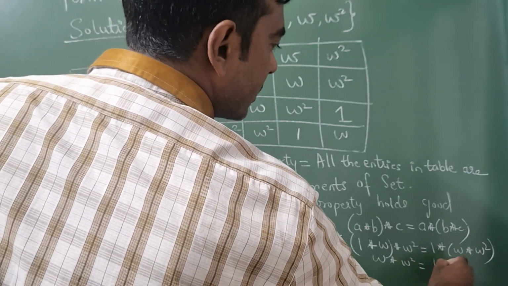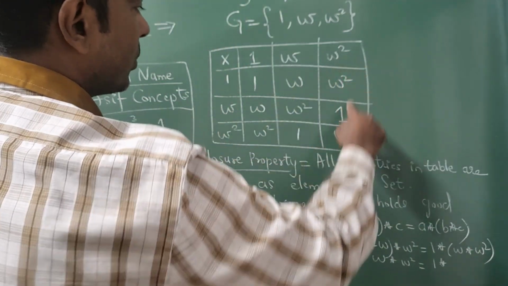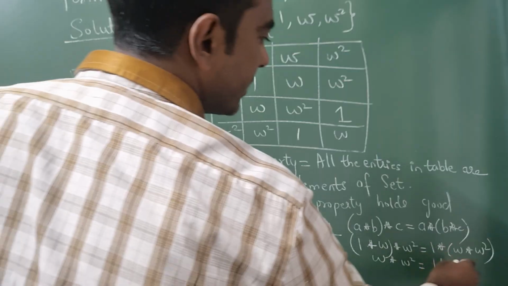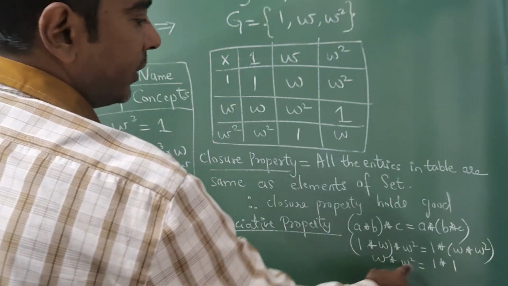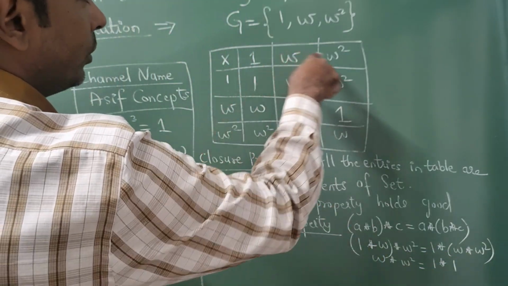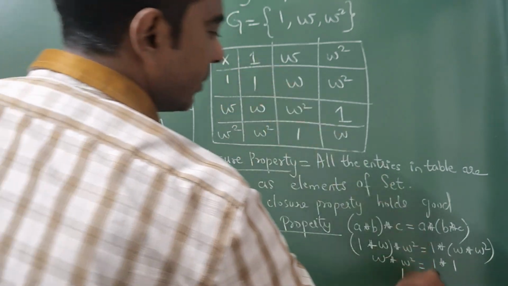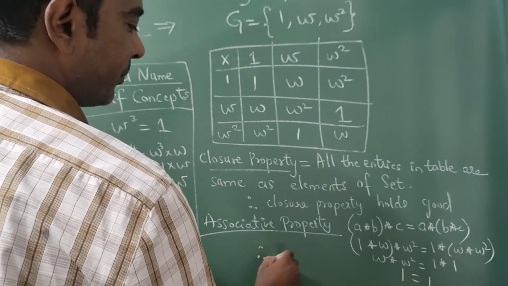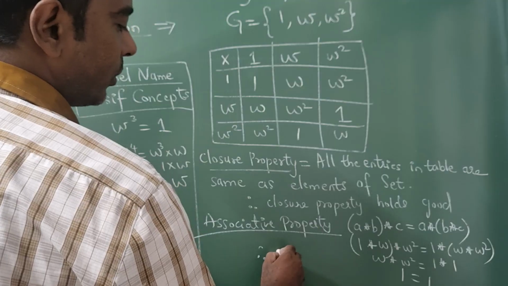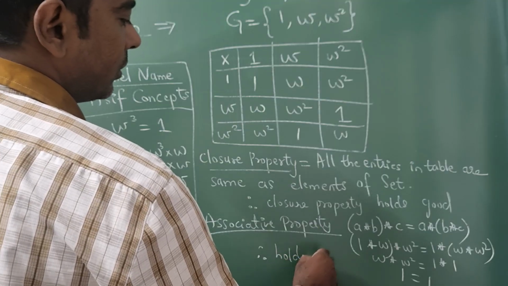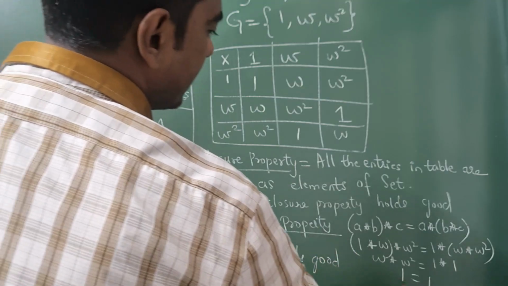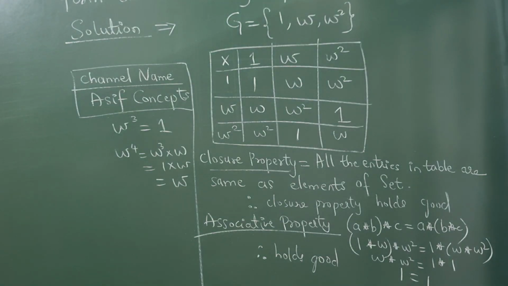Now 1 star (omega into omega square) is how much? Omega cube, that is nothing but 1. So omega into omega square is 1, and 1 into 1 is 1. Therefore, associative property holds good, meaning LHS is equal to RHS. Identity element next now.